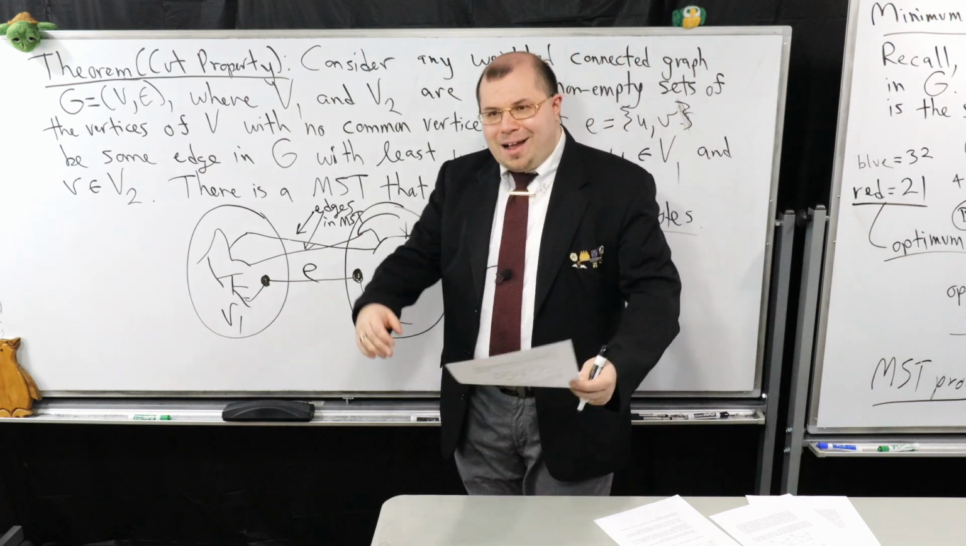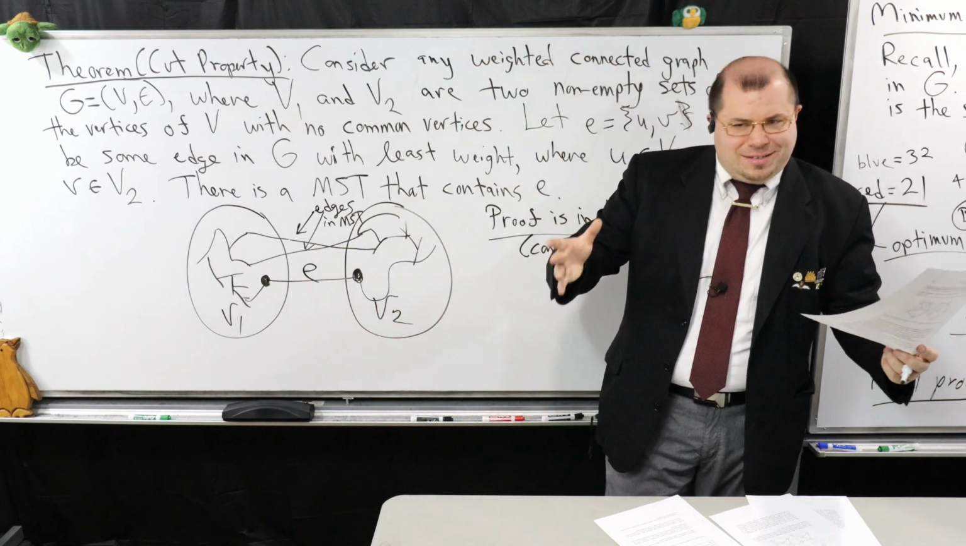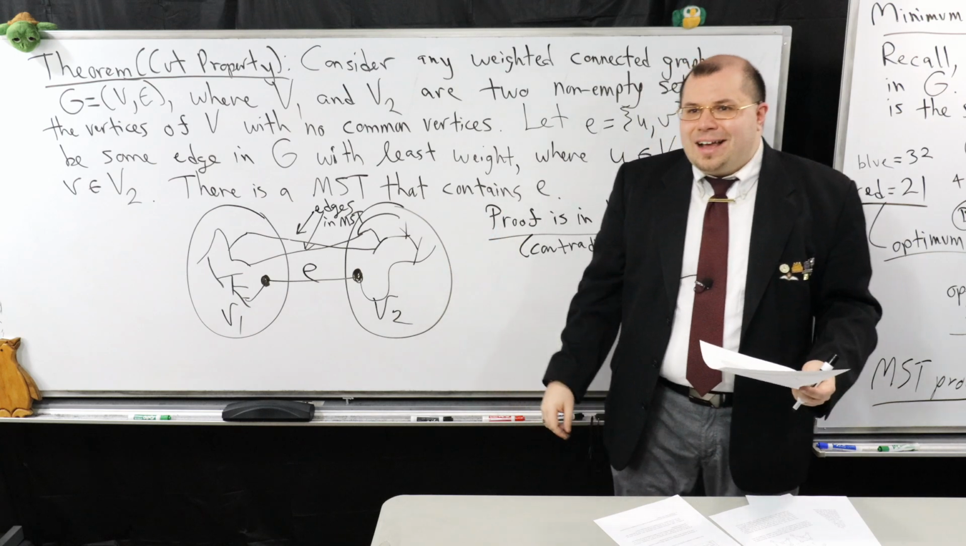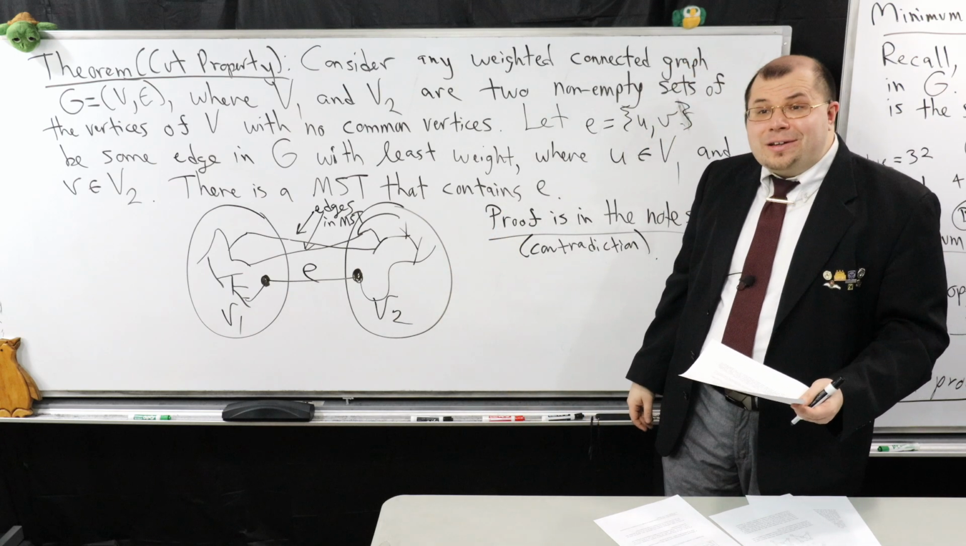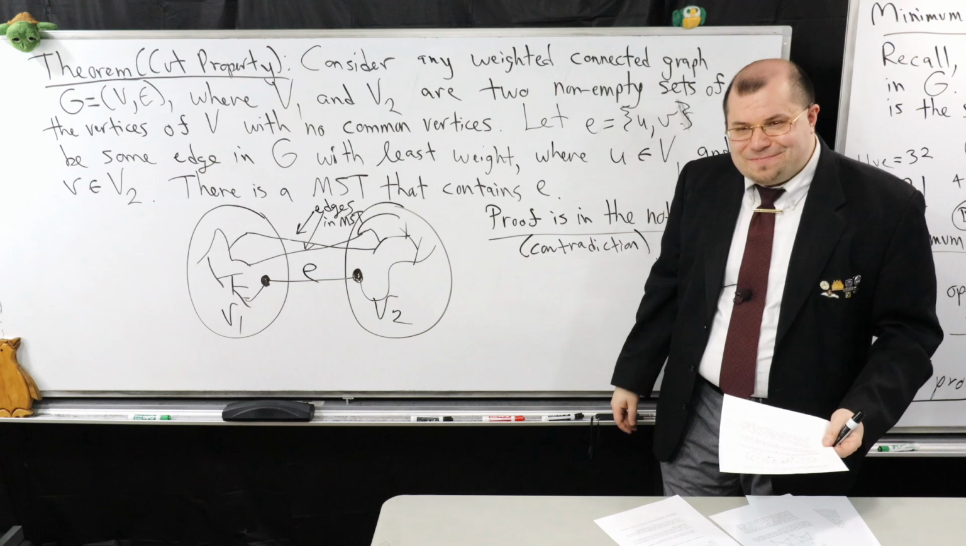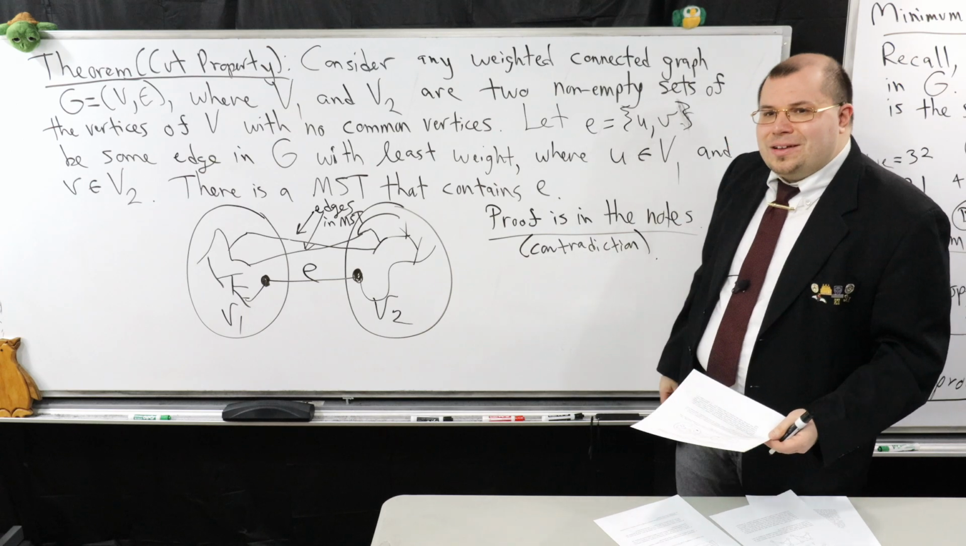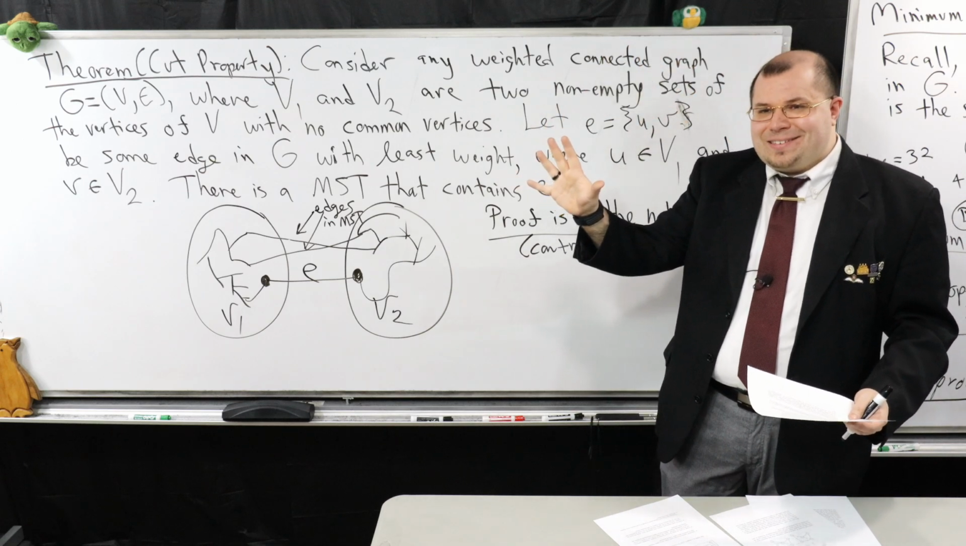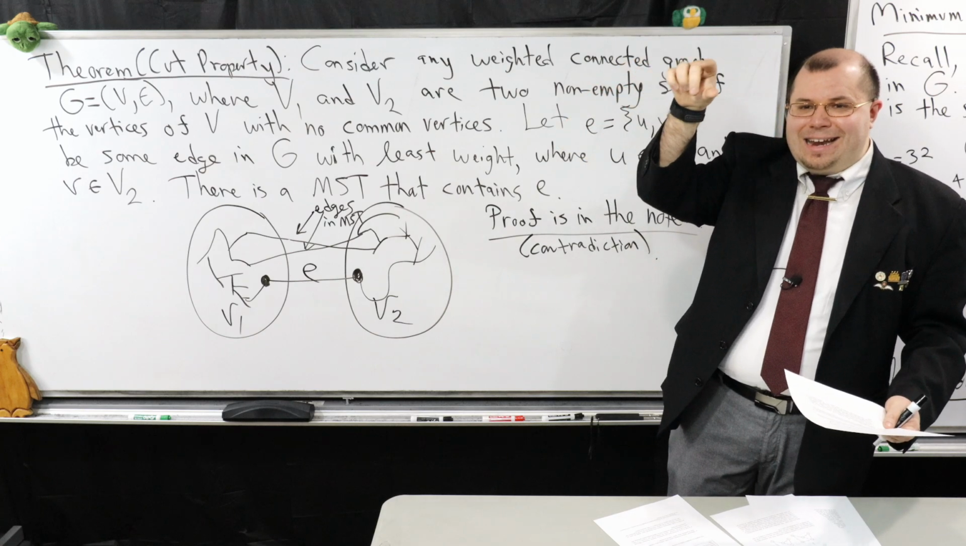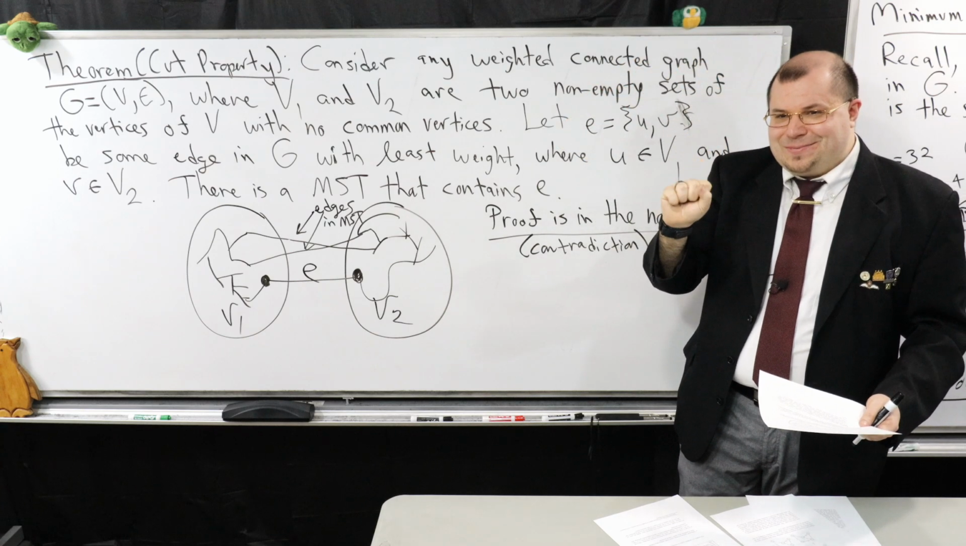And remember, the graph is already connected. There's no weird stuff going on with that. But if I add another edge in, what happens? So imagine I have a tree. What happens when I add an edge into that tree?